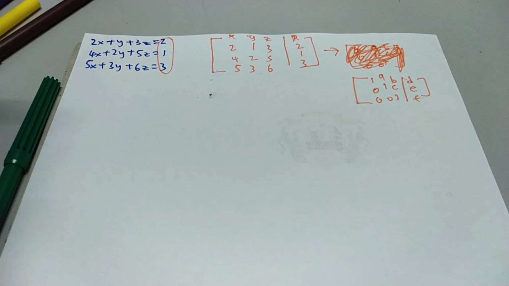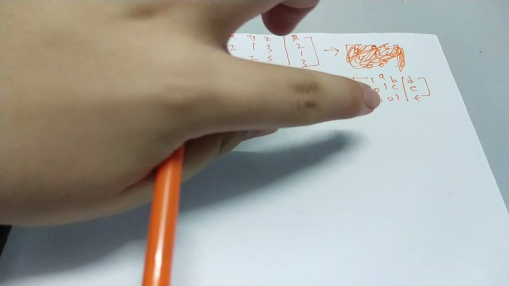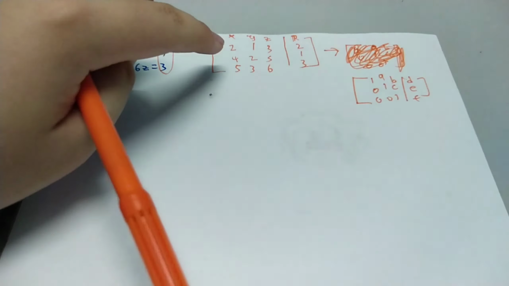So in order to transform it, in order to make it become like this, we have to try to divide the first row by 1/2 to make the x become 1. So in order to express it using the elementary row operation, we are going to write like this.